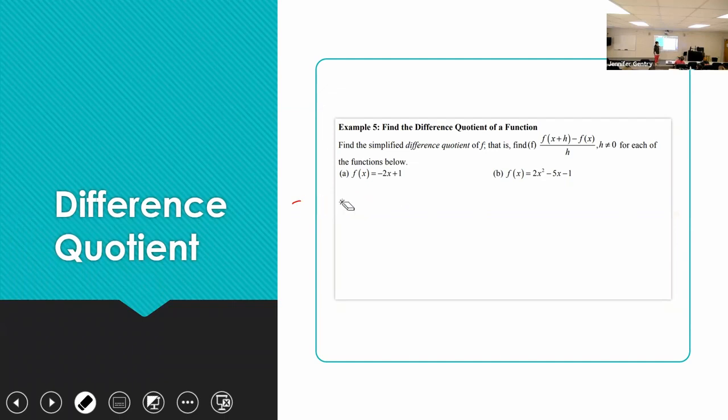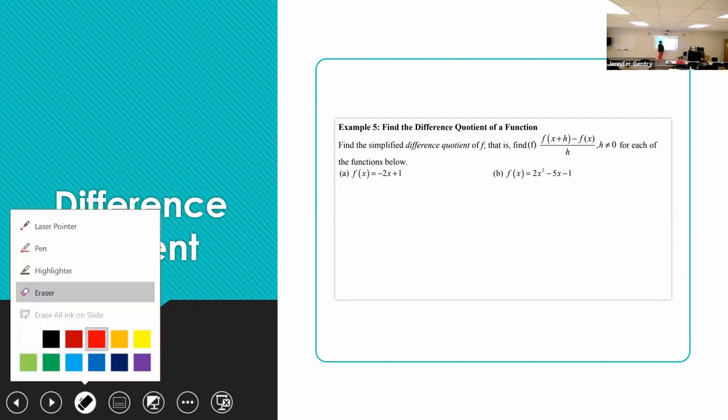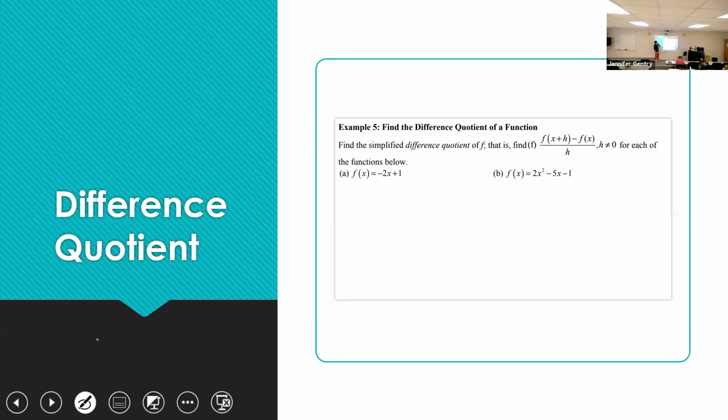Yeah? I can't read that far. I'm writing huge. Just saying. I'm going to ignore the divide by h for just a second, because I want to deal with the top part first. I just got to remember to put it back later.